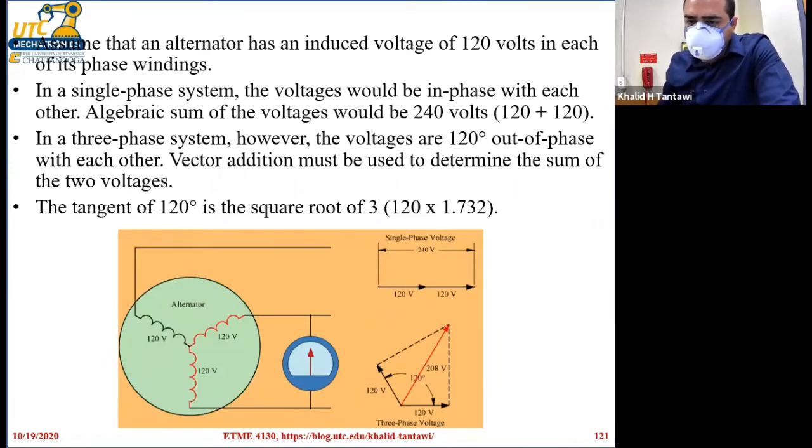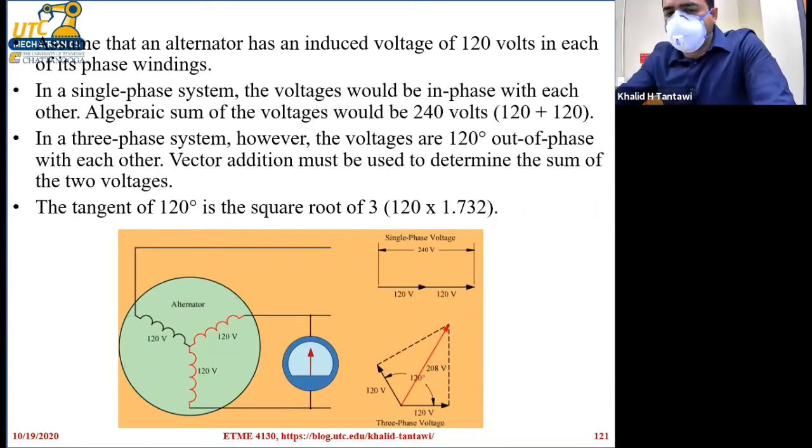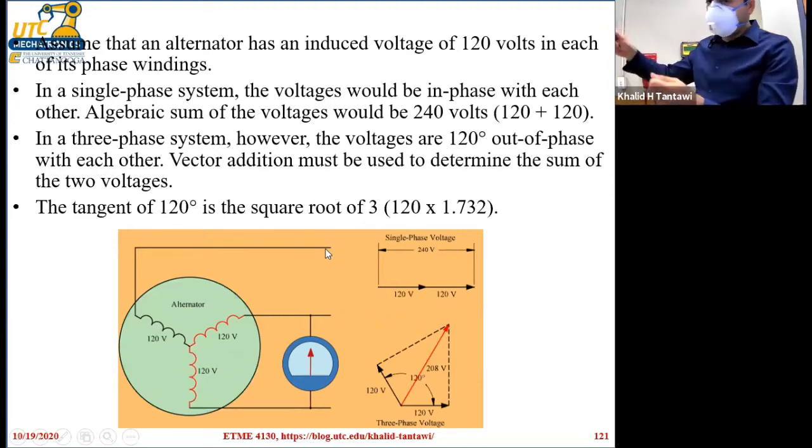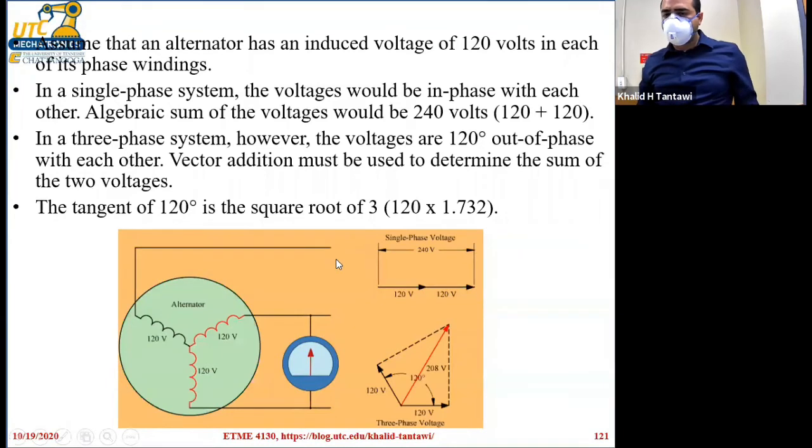Okay, so here let's do this example. We have a three-phase Y-connected system, 120 volts per phase. What is going to be the voltage between, for example, this terminal over here and this terminal over here? You take a voltmeter and you connect it between these two terminals. What is going to be your reading?